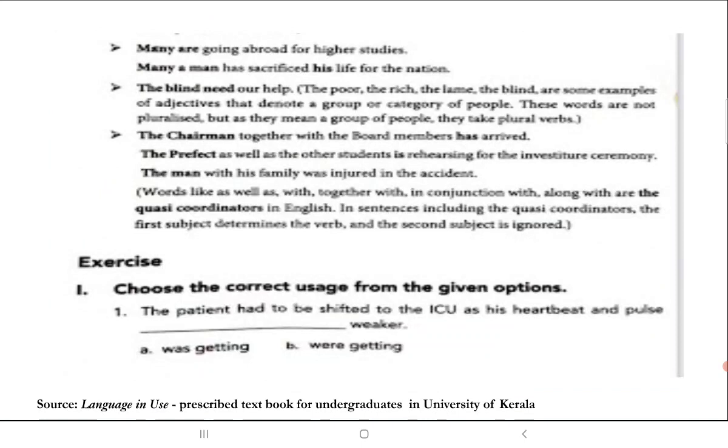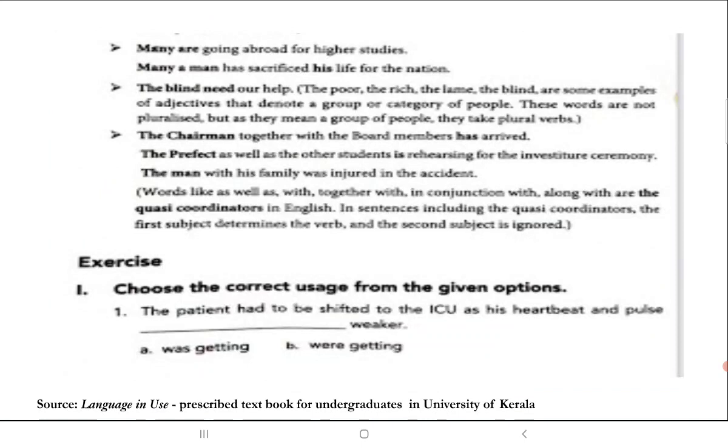Then, the chairman together with the board members has arrived. The prefect as well as the other students is rehearsing for the investiture ceremony. The man with his family was injured in the accident. Words like as well as, together with, in conjunction with, along with are the quasi-coordinators in English. In sentences including the quasi-coordinators, the first subject determines the verb and the second subject is ignored.